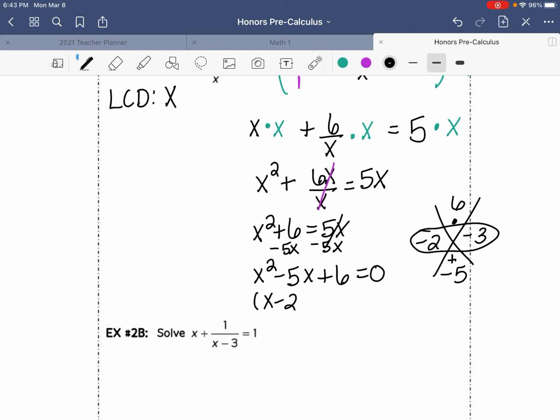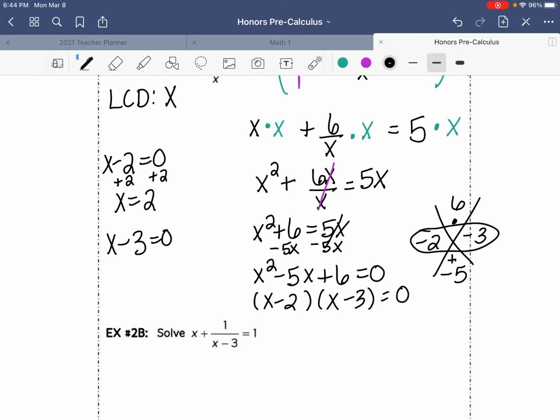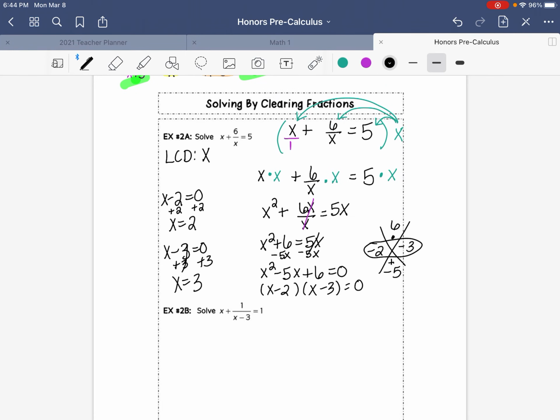So we have x minus 2, x minus 3. And then we can split them up into two separate pieces. So we now know that x minus 2 equals 0. So if we add 2, we know that x equals 2. And then we have x minus 3 equals 0. Add 3, and then we have x equals 3. But again, you need to check these just to make sure that your pieces don't have any extraneous roots. So we're using 2 and 3.